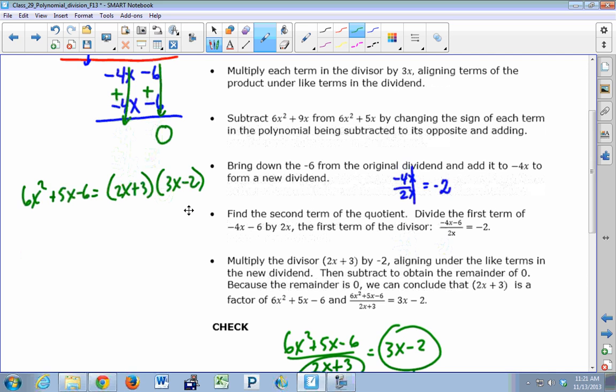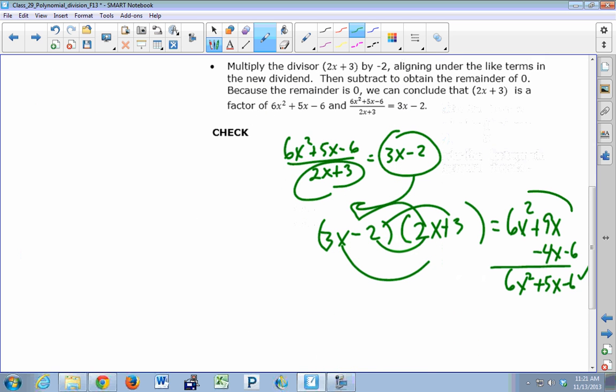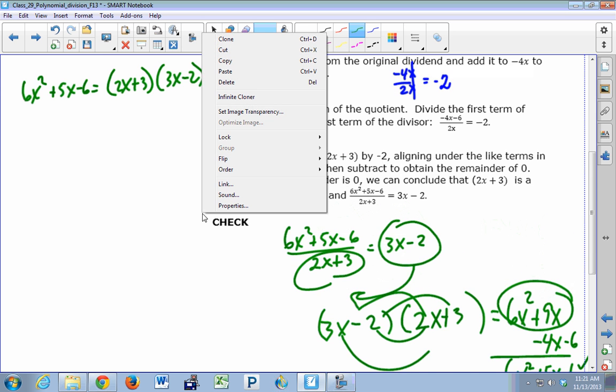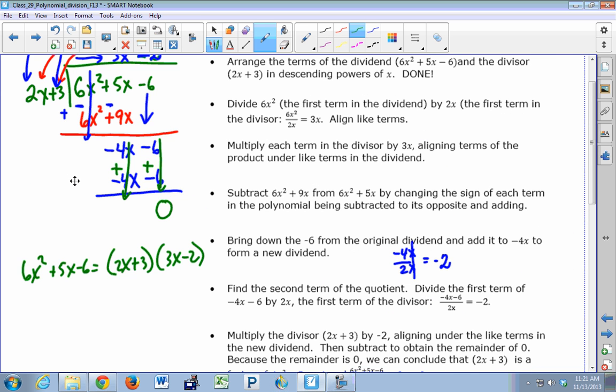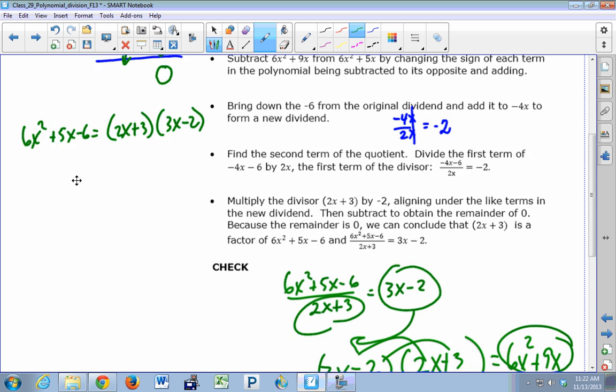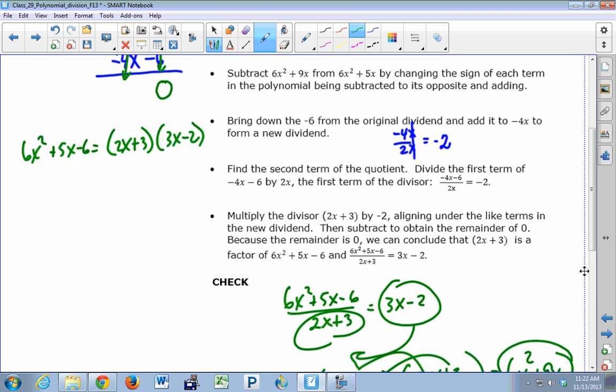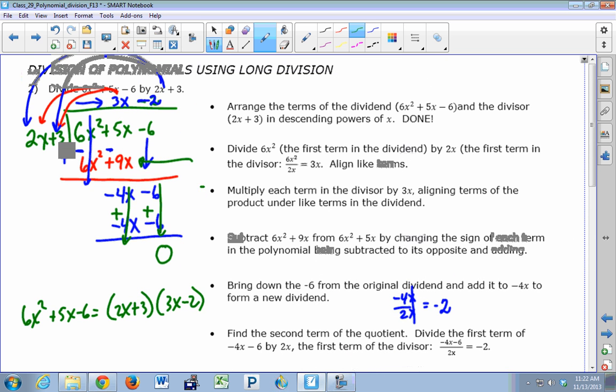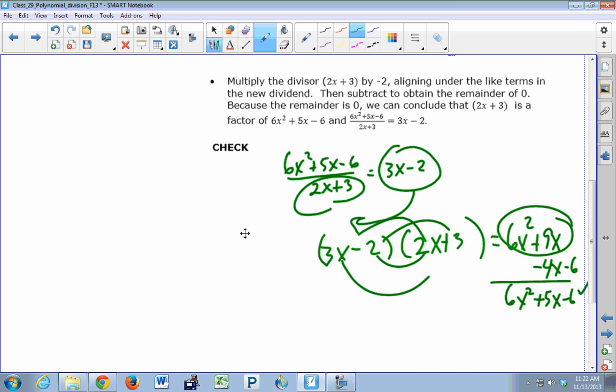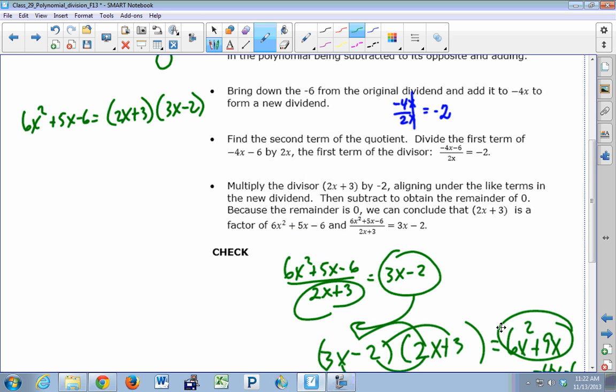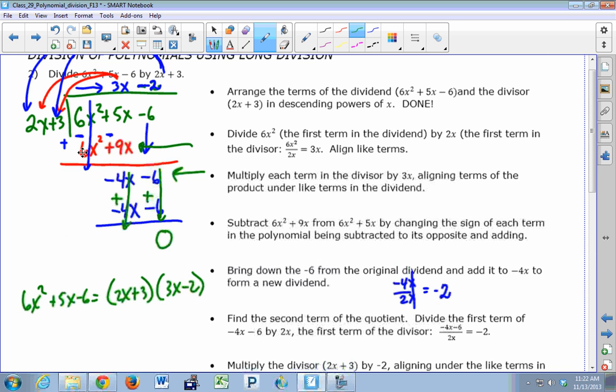Okay. Now what I want to do is show you something. Do you see that 6x squared plus 9x anywhere in your division problem? Yeah, it's right here, look. Do you see the negative 4x minus 6 anywhere else? It's right here. Because you're multiplying 3x times 2x plus 3, that's the first part of your FOIL. 3x times 2x plus 3, and then your negative 2 times 2x plus 3. So everything you do when you multiply should appear back here in your division problem.